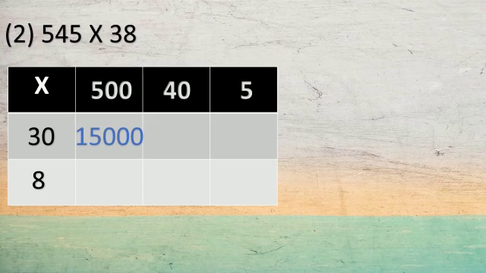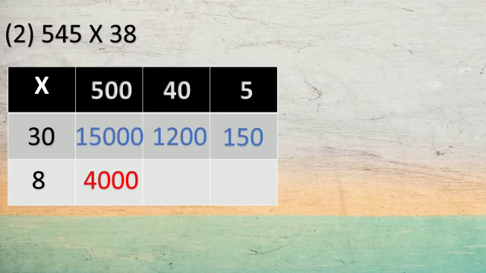30 multiplied by 40. So 3 fours are 12. 12 plus 2 zeros, that is 1200. And the next number is 30 multiplied by 5. That is 150. Okay. The next number is 8. Now we will do the multiplication with the multiplier 8. Okay. 8 fives are 40 plus 2 zeros. That is 4000. Okay. 8 fours are 32 plus 1 zero. That is 320. And 8 fives is 40.